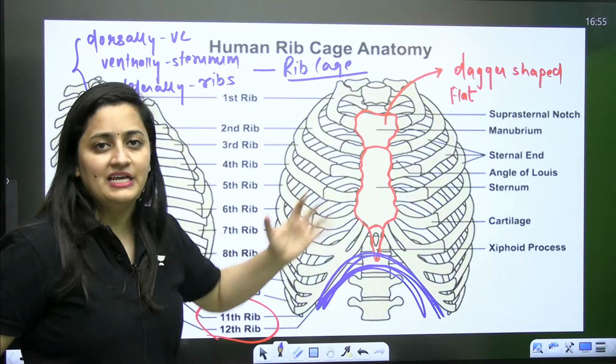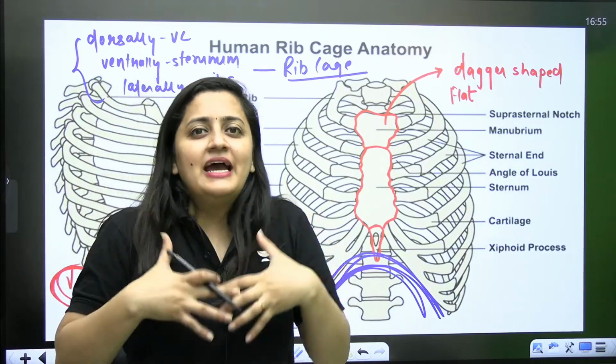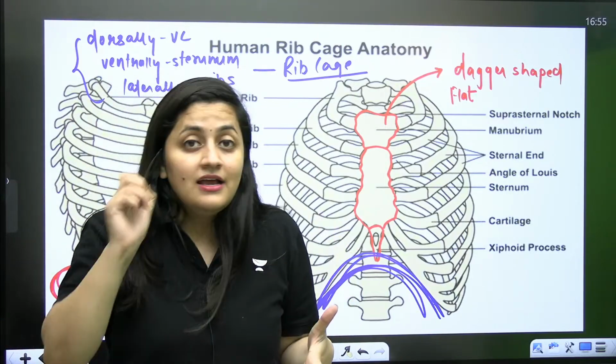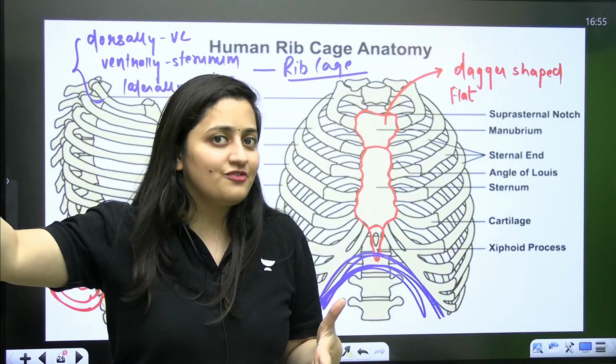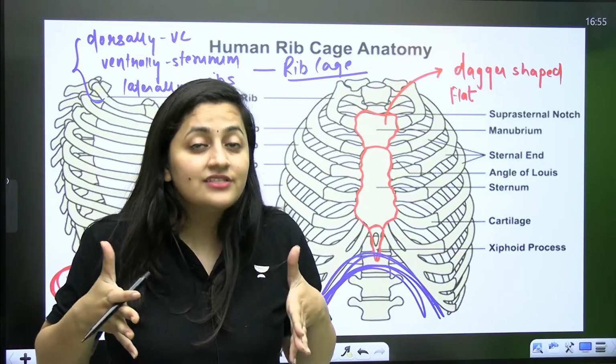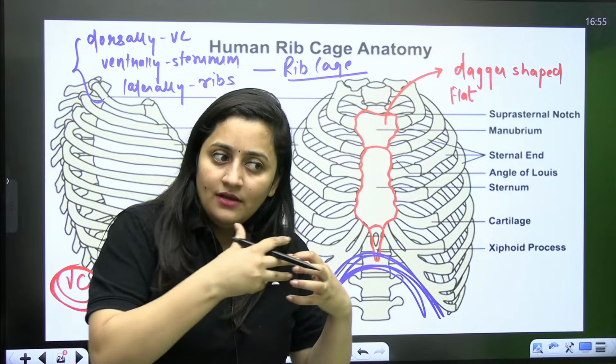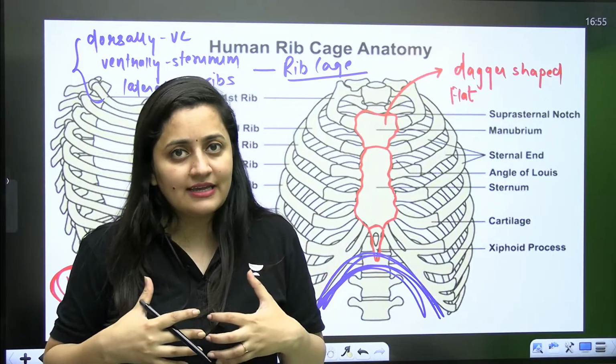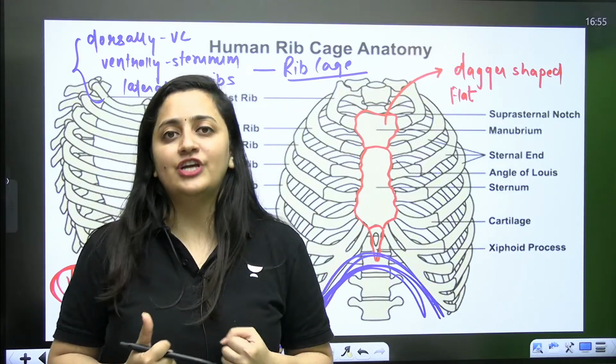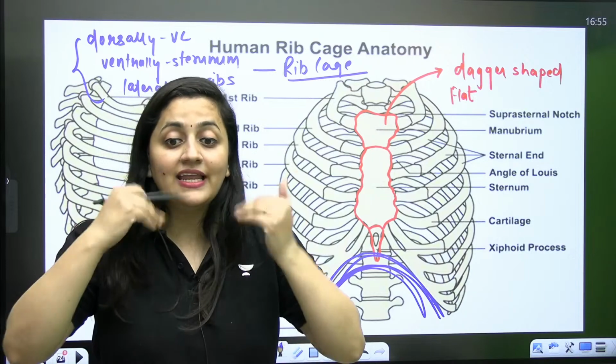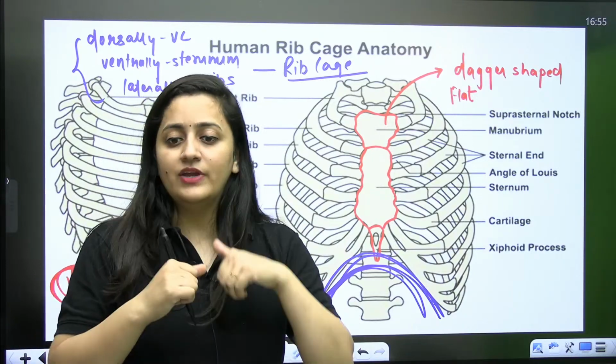So this is the rib cage, that anatomically airtight chamber where our lungs are present. And if you relate it with breathing and exchange of gases, you know that the change in the thoracic cavity is responsible for the change in the pulmonary cavity, and that's how we inhale, exhale.